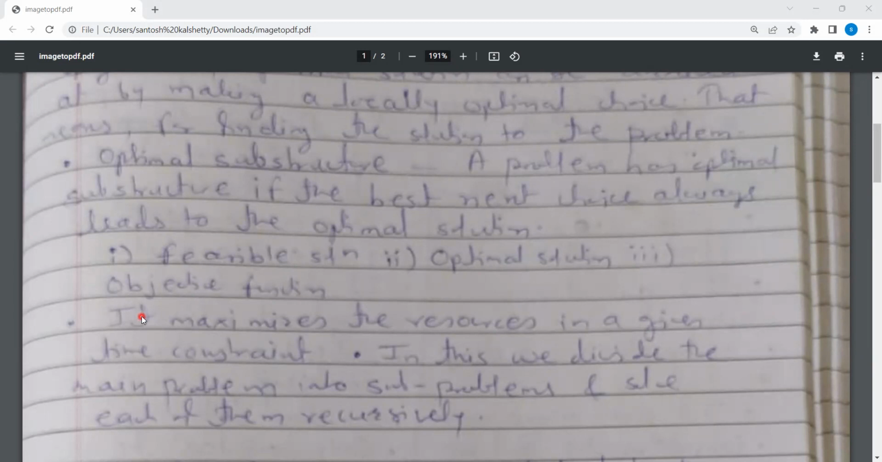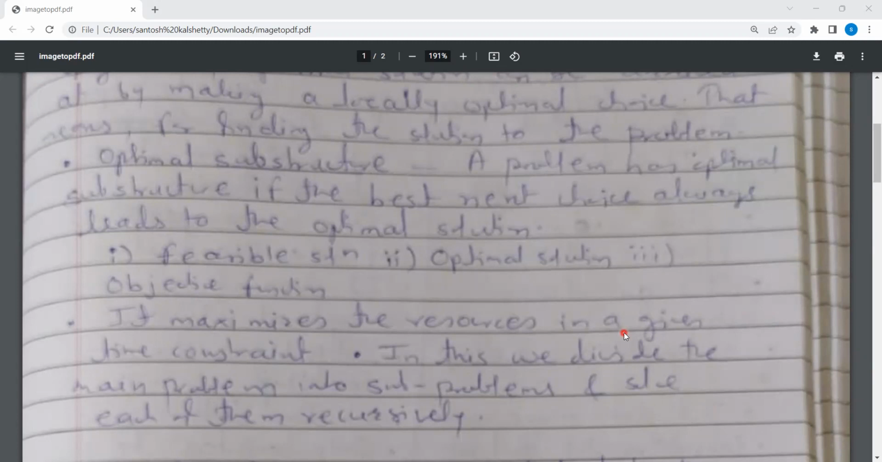Last characteristic, it maximizes the resources in a given time constraint, that is a condition. In this, we divide the main problem into sub-problems and solve each of them recursively. These all are the characteristics of greedy method.